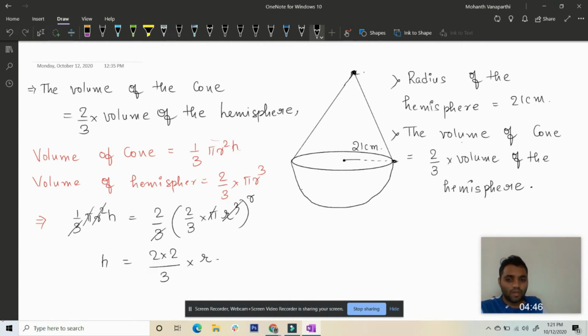That's it. And also we know that from the given data, the radius of the hemisphere and the radius of the cone which is surmounted on the hemisphere is equal to 21. So let us substitute r is equal to 21 in the above expression. If we do that, 4 by 3 into 21, 3 into 7 is 21, so 4 into 7, this is 28. So the height of the cone is 28 centimeters.